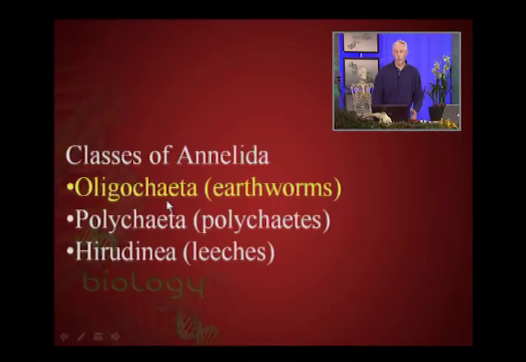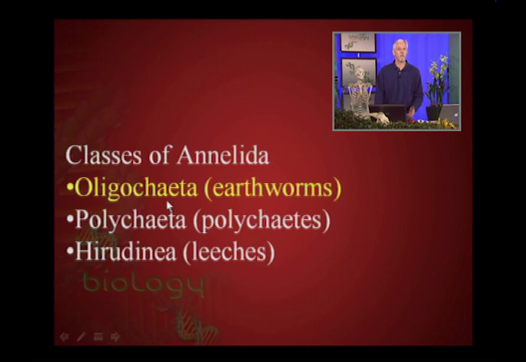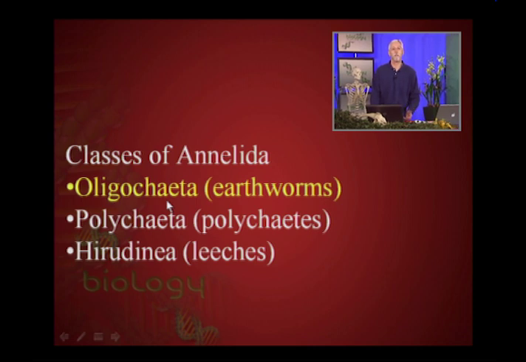All right. So as we look at classes of annelids then, one class are the oligochaetes, and this is the earthworms, and what the name is trying to tell us is that they have few bristles. So the earthworms have relatively few or very small bristles actually, but they are a member of the annelids.